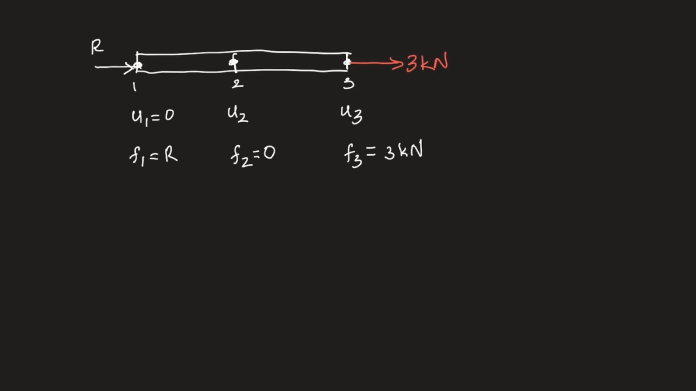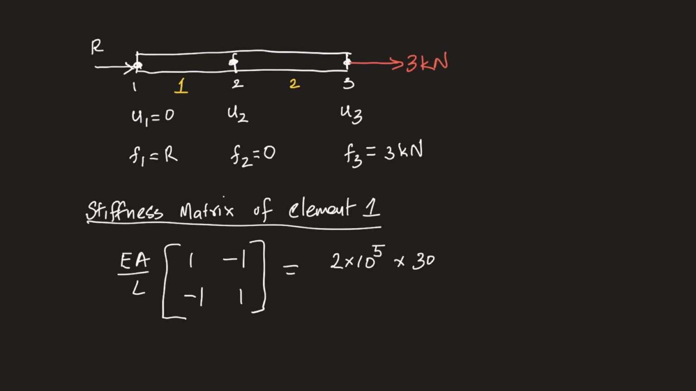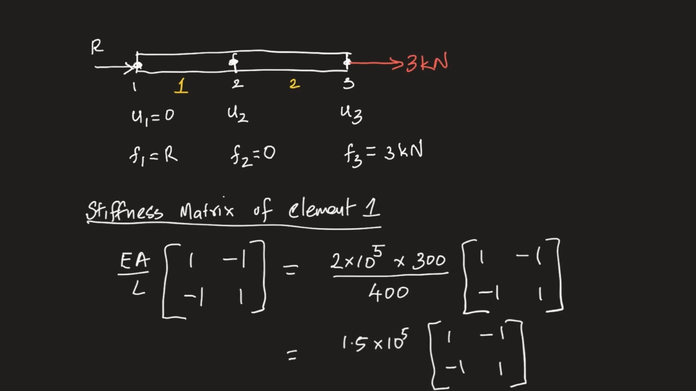The next step is to write the stiffness matrices for element 1 and element 2. This is element 1 and this is element 2. The stiffness matrix for element 1 is EA by L into [1 -1; -1 1]. This equals 2 into 10 raised to 5 into the area 300 millimeter square divided by 400 millimeters, the length of the element, into [1 -1; -1 1]. That is equal to 1.5 into 10 raised to 5 into [1 -1; -1 1].